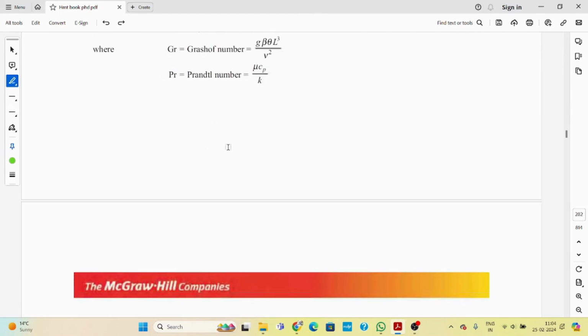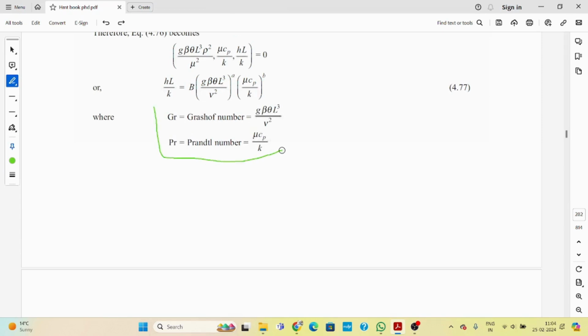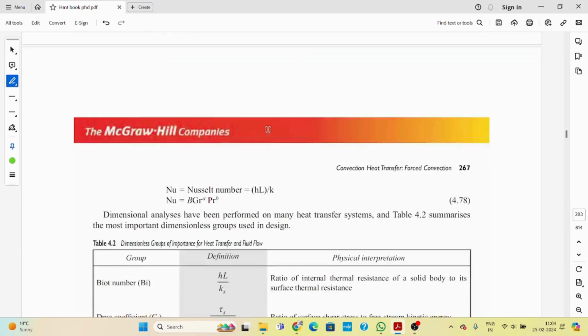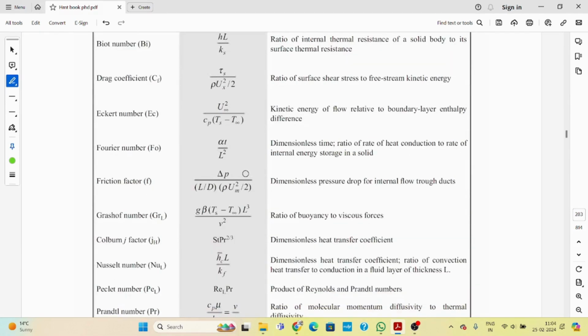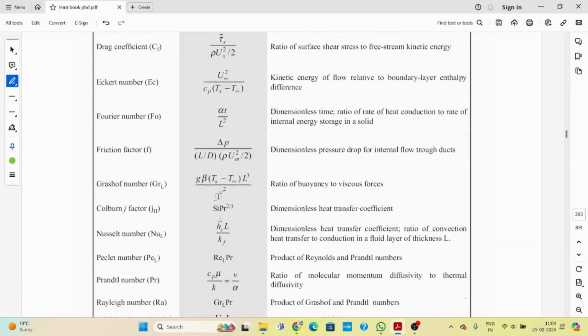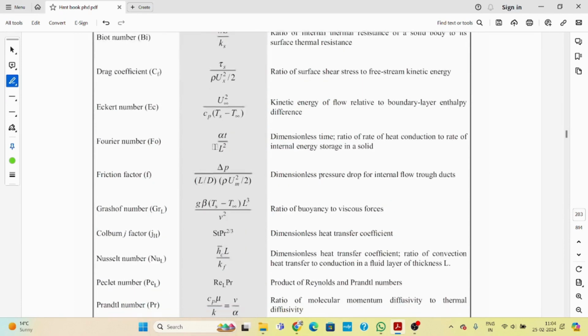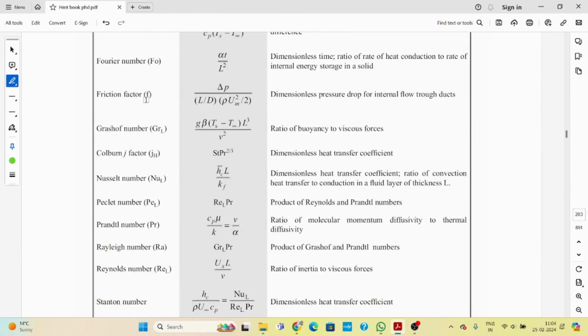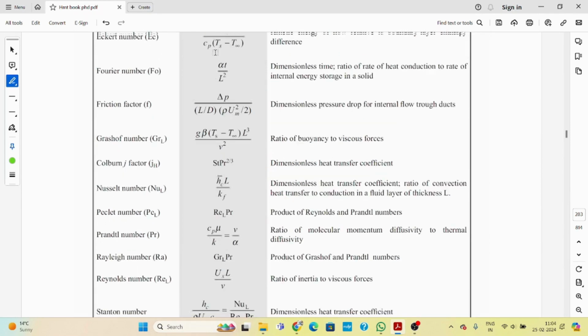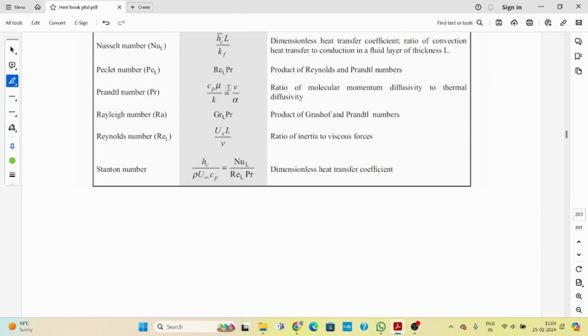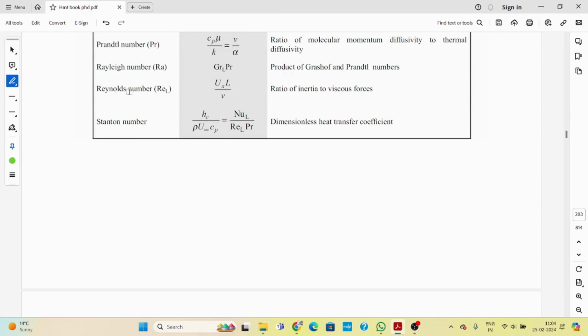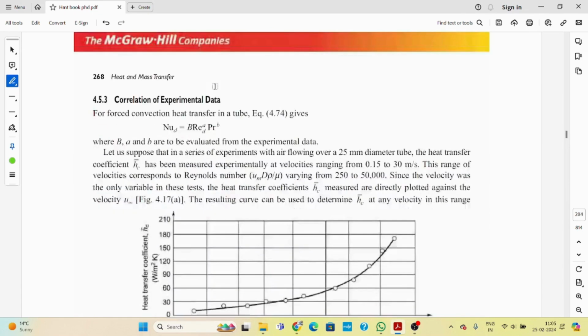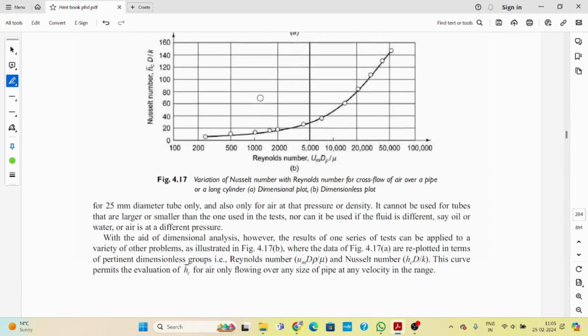Just remember the formulas. Here you can see the Grashof number, g beta delta T L cubed upon nu squared. And here are important numbers that I think are given. You have to remember some of the formulas: hL by k, the Eckert number, the friction factor, the Fourier number, alpha t upon L squared. This is also important. Rayleigh number, Gr Pr, or Reynolds number, U L by nu. So these are some important numbers you have to remember.